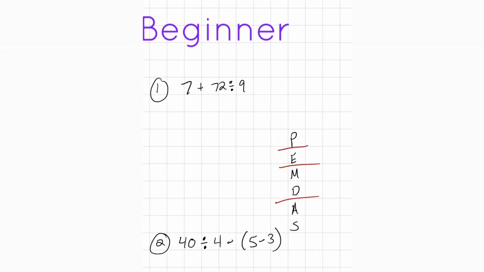Then we get to our third step, which is multiplication and division. We look, yes, we do have division, and we have it right here. So we solve that part of the problem. 72 divided by 9 is 8. That leaves me with 7 plus 8. Now that I've simplified one step, I'm only down to one operation, and 7 plus 8 is 15.